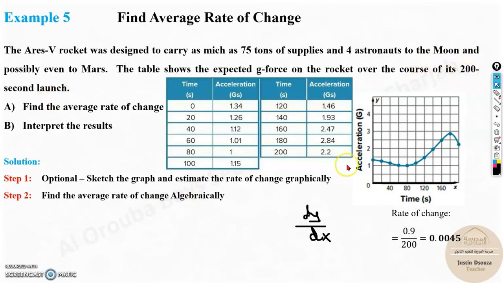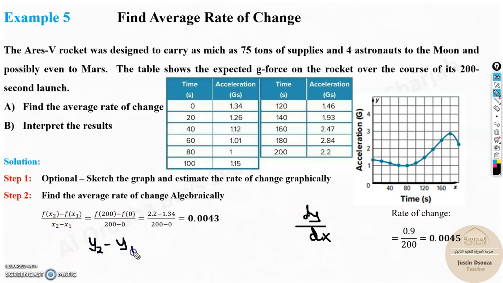But if you want to find it algebraically, see, they have told us over the course of 200 seconds launch. So the final value of x is 200. So this is the formula: f of x2 minus f of x1 divided by x2 minus x1. This was there in the last term. We even had such problems in the final exam. So remember, f of x2 minus f of x1, final and initial. That is f of 200, function value at 200, minus function value at 0, divided by 200 minus 0.